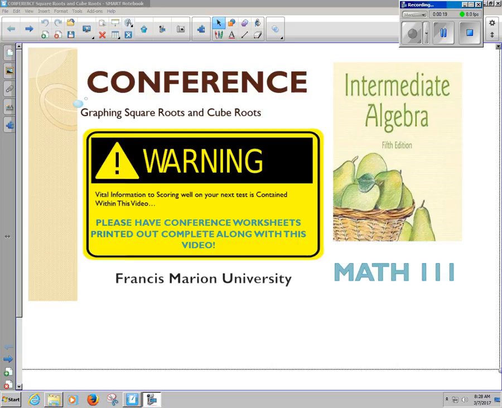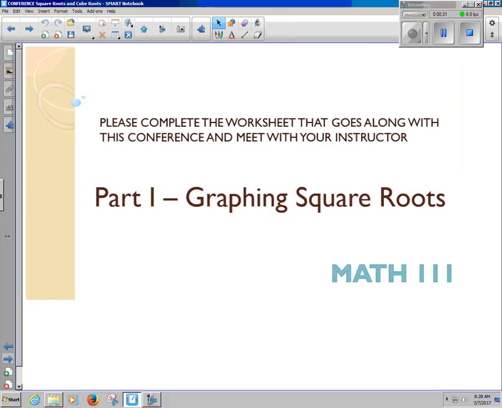And on Blackboard, there is a worksheet you can print out to copy the notes and then to complete some problems afterwards. So please make sure you have those ready to go and fill out the notes as we go through this presentation. All right, so part one again is graphing square roots.